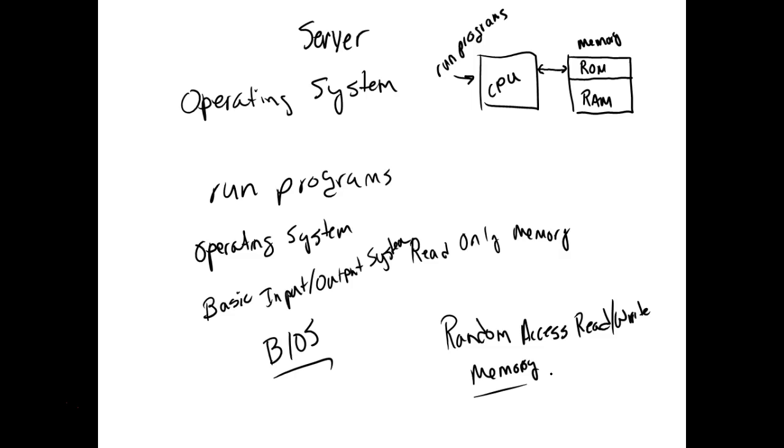So this operating system on this computer runs out of RAM. And that's why we have to have so much RAM on these machines, because the main operating system is in RAM. So the operating system I'm using on this computer is called Windows 7.